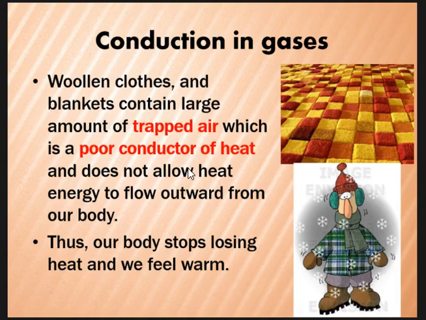So now we have found out that gases are poor conductors of heat. Do they have their use as well? Of course they do. For example, woolen clothes and blankets usually are designed to contain a large amount of trapped air. And air, being a very poor conductor of heat or a very good insulator of heat, does not allow heat energy to flow outward from our body. This will then keep our body warm.